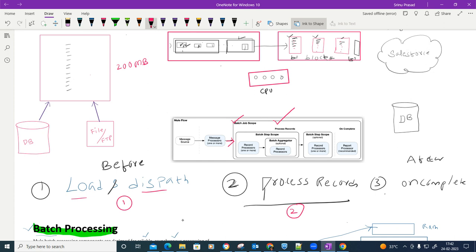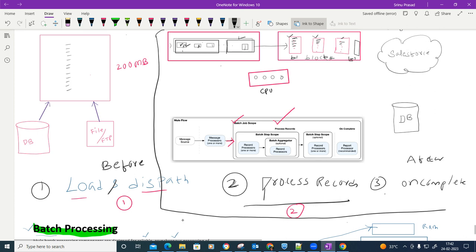Assume I'm processing a 200 MB file, and there is your machine, where you configure the batch job component. What I'm doing is loading this 200 MB file into my local machine or server. Where can you load this 200 MB file to your local?